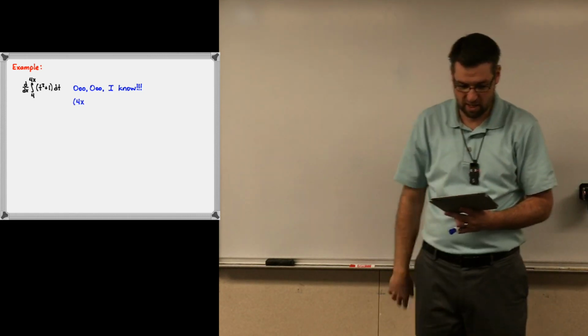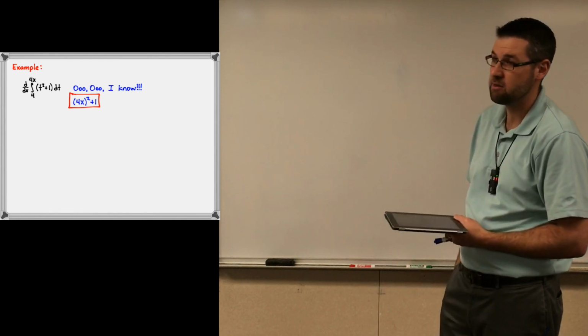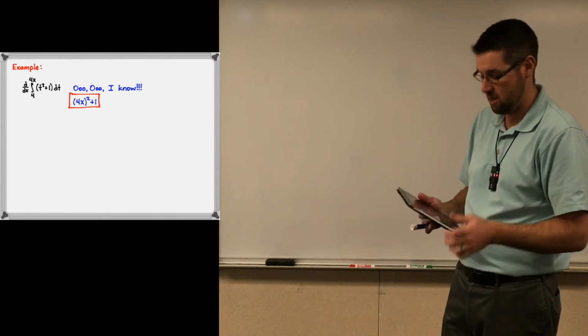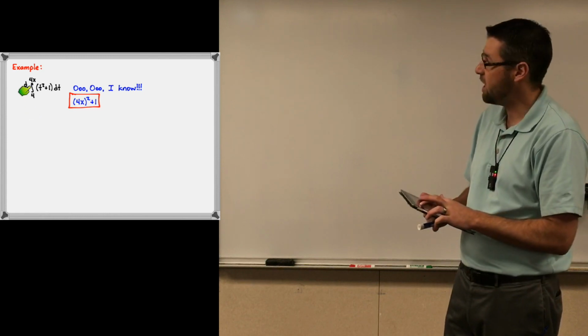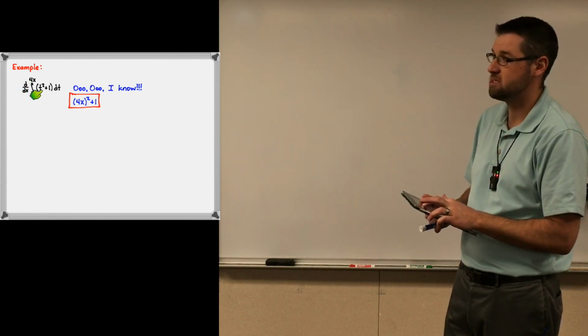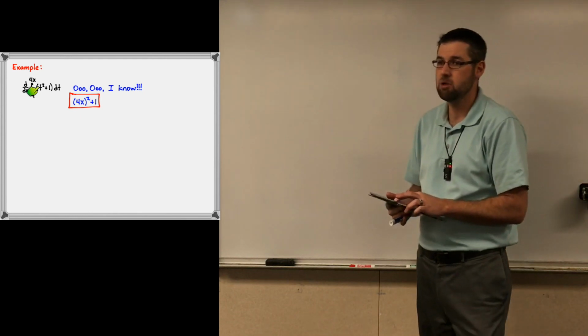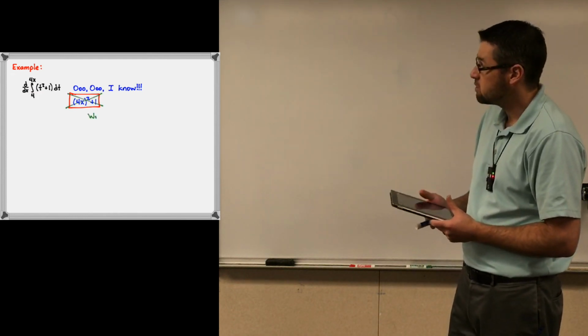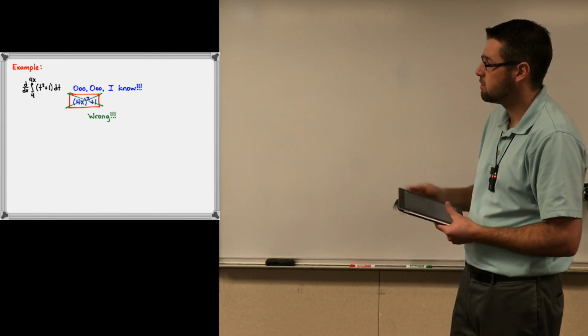Well, let's take a step back. It'd be 4x squared plus 1, right? Well, hold on. I'm not saying this is right. But what did I do? I just took the upper bound and I plugged it into the t, like I've been doing, right? Plug in the upper bound to the t and call it good. That's wrong. Okay? Wrong.